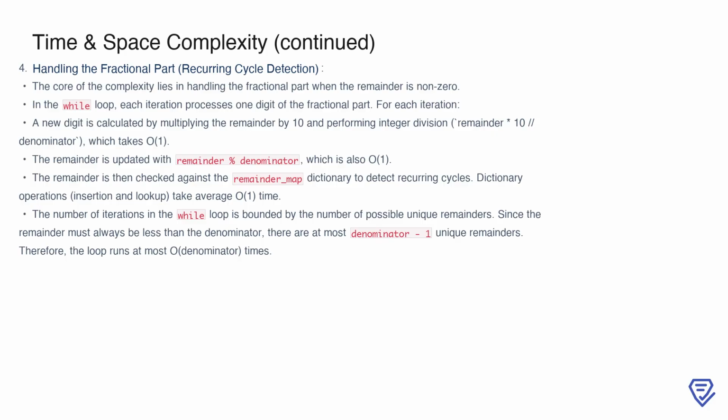To detect cycles, we use a dictionary called remainder_map to store and look up remainders, with each operation taking O(1) on average. The key factor here is the number of unique remainders, which is at most denominator minus 1 because the remainder must always be smaller than the denominator. This means the loop executes at most denominator iterations, making it the most significant contributor to the time complexity.